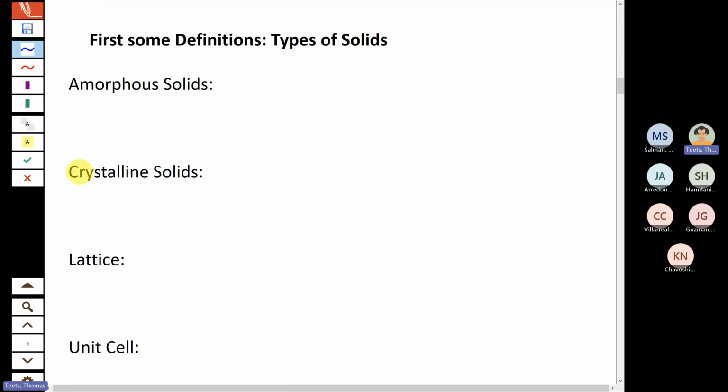So before we get into details about structure, let's talk about the different types of solids that we can have. There's really two major classifications. So the first one are called amorphous solids, and these are going to be solids that have no regular structure. Whatever atoms or molecules make them up are just sort of randomly organized.